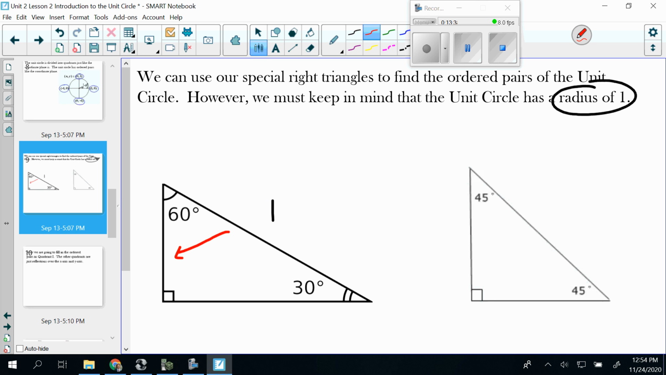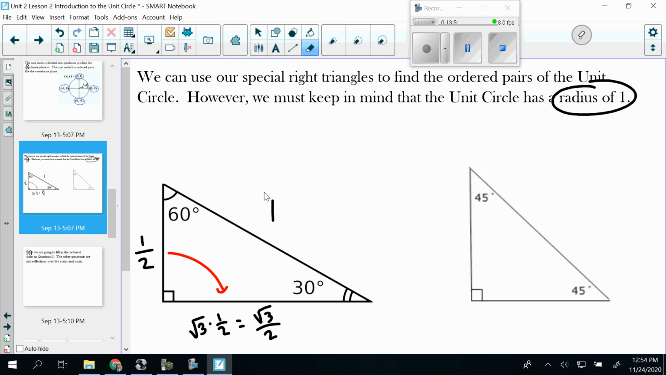And so if I take 1 divided by 2, that means the length of this side is going to be 1/2. And then our conversion here is, if we want to go from the short leg to the long leg, we times by square root of 3. So if I take square root of 3 times 1/2, I'm going to get square root 3 over 2. So that would be the length of that side.